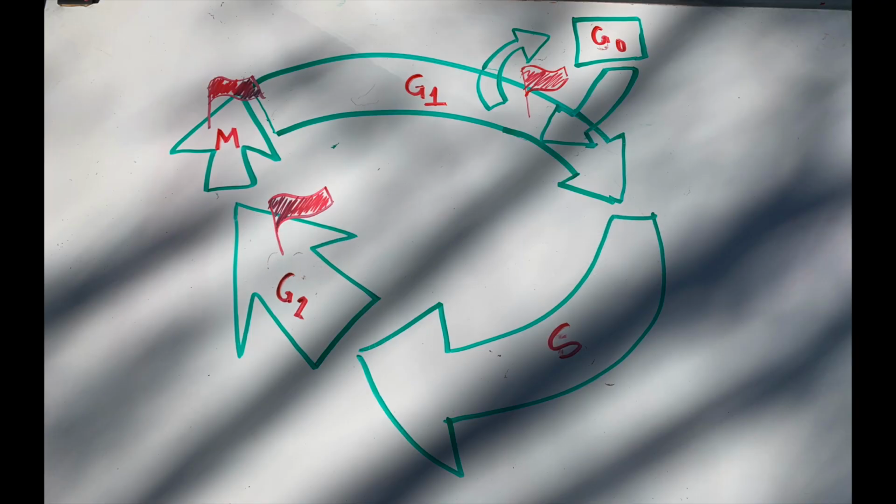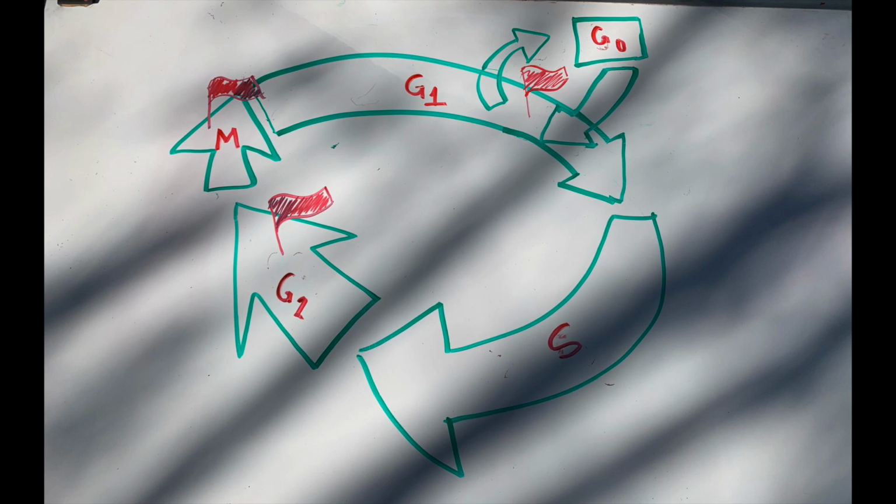This is interphase, and most of a cell's life is spent in interphase. In G1, the cell grows by producing more proteins and organelles. In S, DNA replication occurs. In G2, the cell prepares for cell division with the appearance of centrosomes. And in M, mitosis and cytokinesis occur.